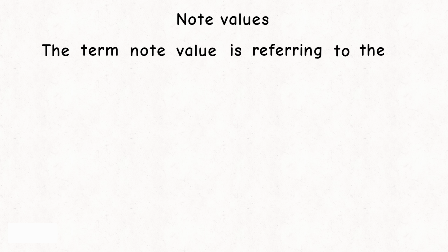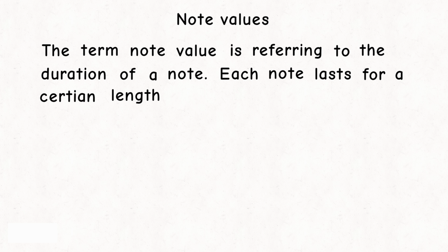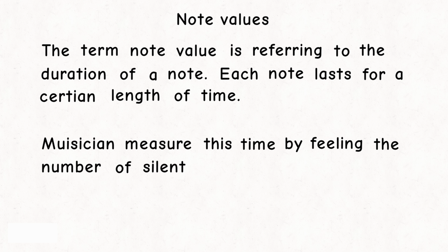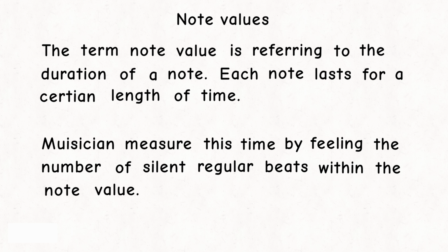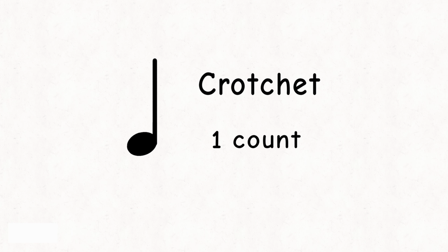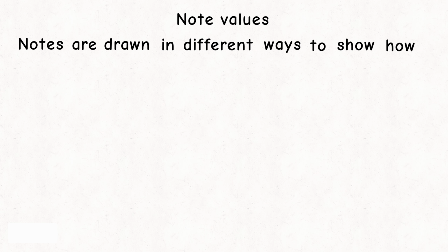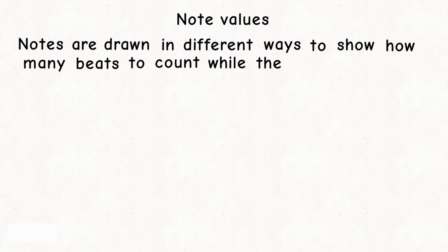Now, let's talk about note values. The term note value is referring to the duration of a note. Each note lasts for a certain length of time. Musicians measure this time by feeling the number of silent regular beats within the note value. We will be using crotchet to measure beats for now. Notes are drawn in different ways to show how many beats to count while the note is played.